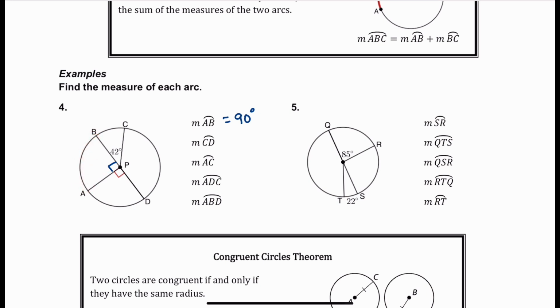Okay, the measure of CD. CD is this piece here. We need to figure out what this angle is. Every half circle is 180 degrees. I know that this piece right here is 42 degrees. So if I take 180 minus 42 degrees, that will give me the measure of CD.